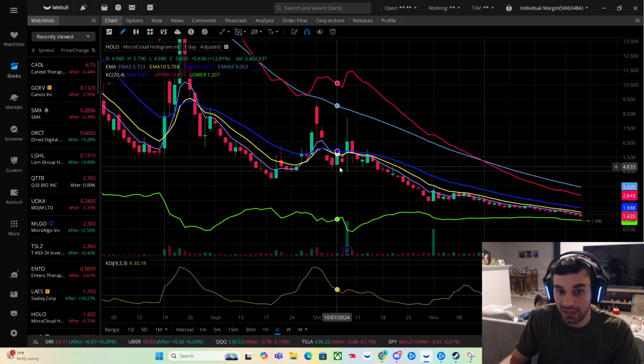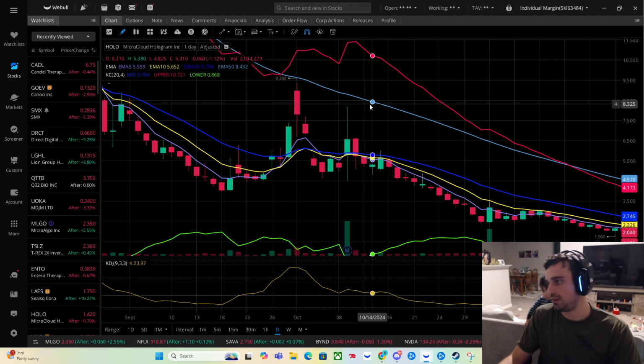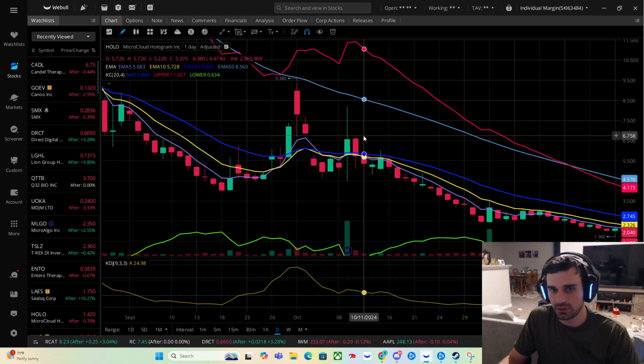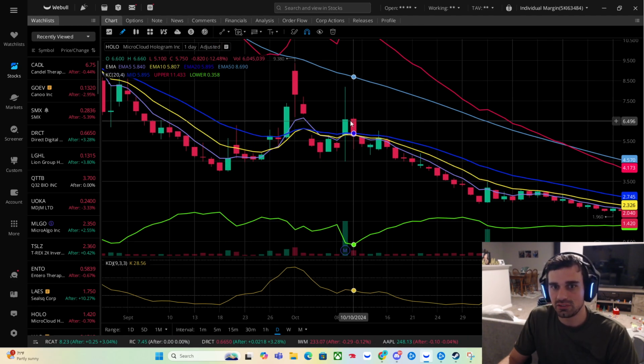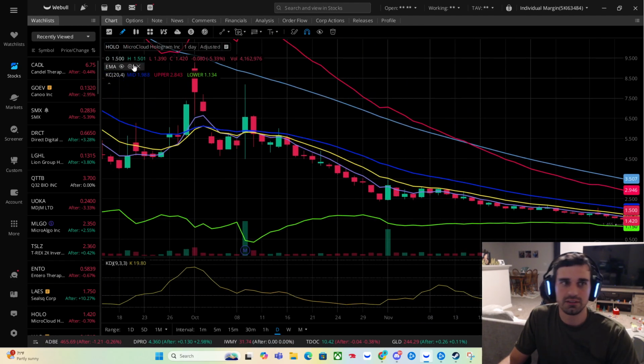Hollow is the same thing. You see how on Hollow you had this big move up, right? The minute they had the reverse split, big move up, and then it just comes crashing down, right? And this is what I expect MLGO to do. We just kept going down and down and down.